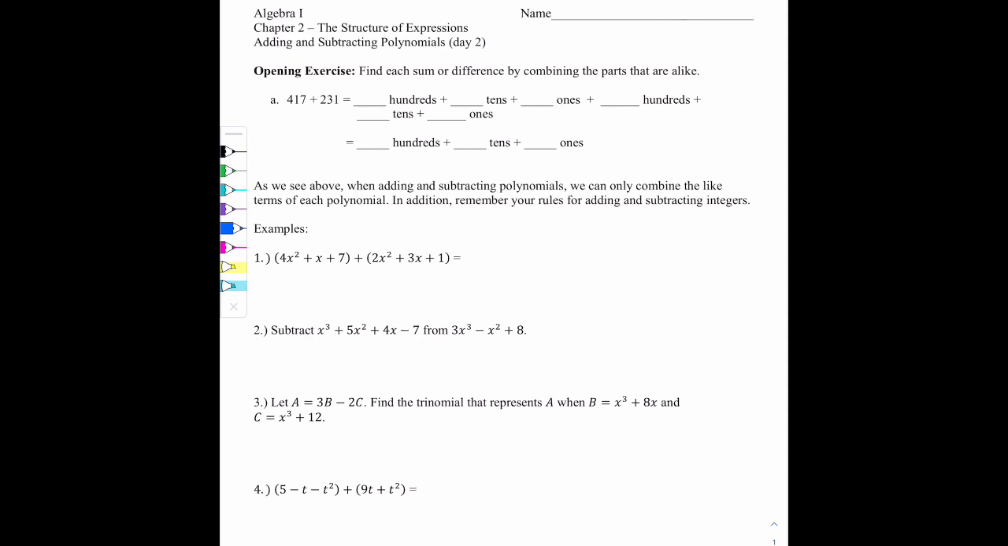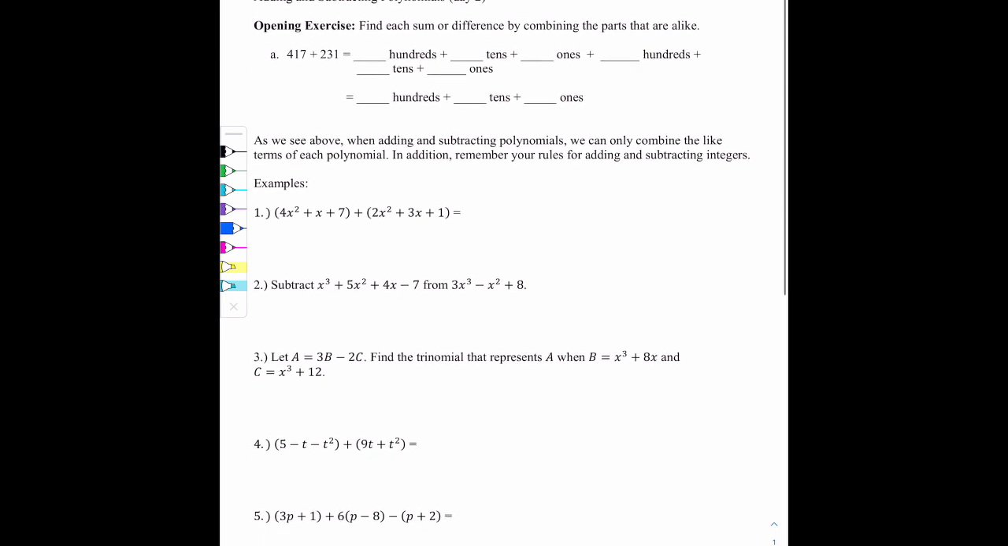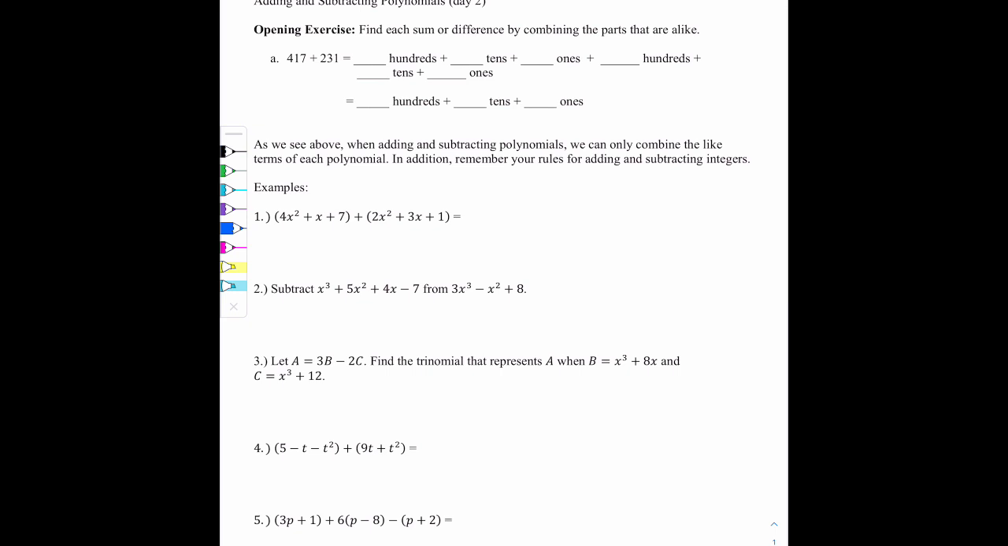Our next lesson is called Adding and Subtracting Polynomials, Day 2. So we're going to take notes on the Day 2 part of this lesson. And the way we're going to start this is by looking at an opening exercise. The opening exercise asks you to find each sum or difference by combining the parts that are alike.